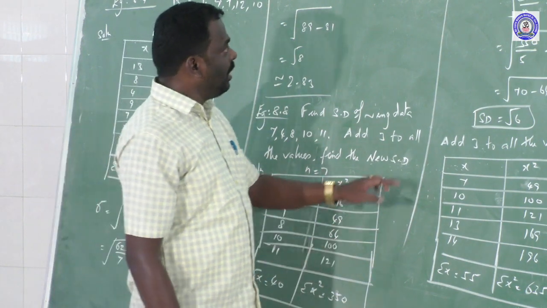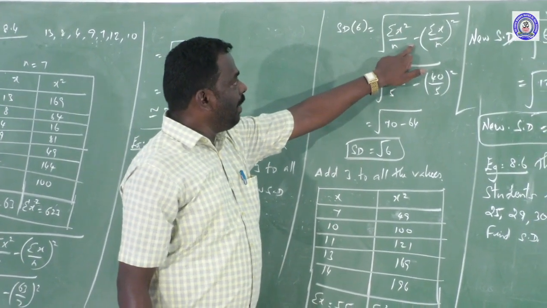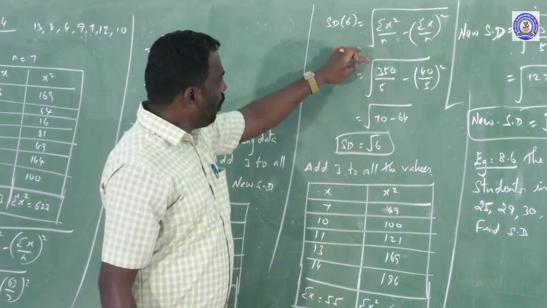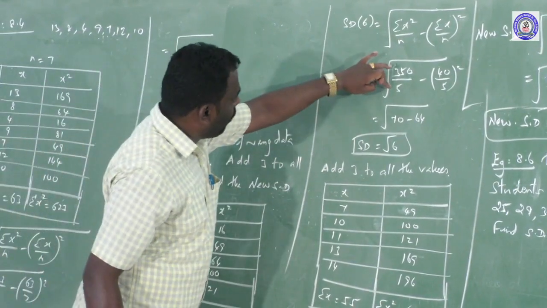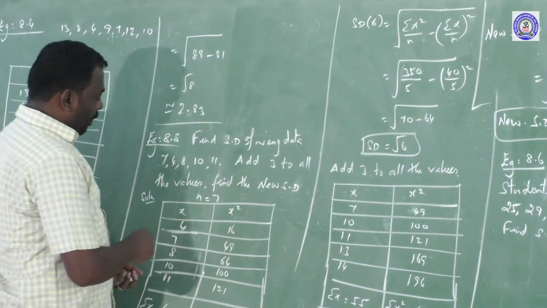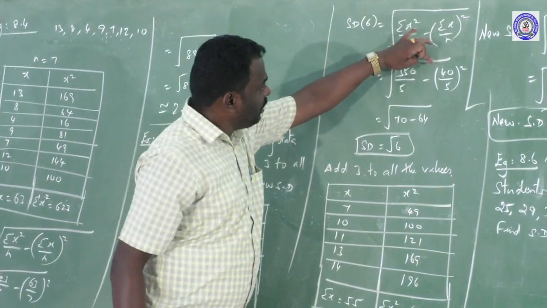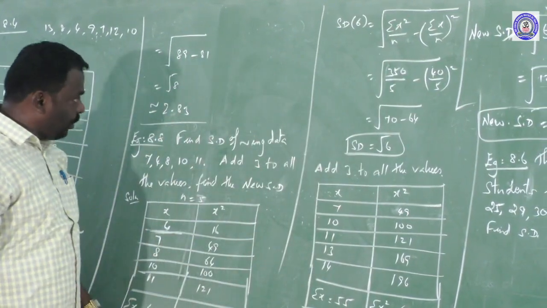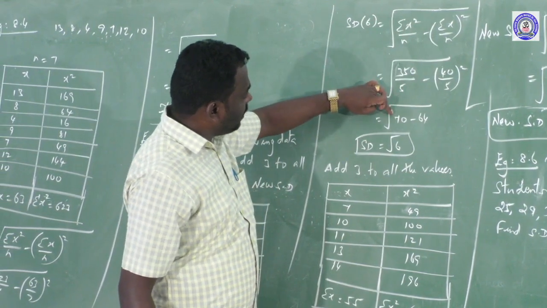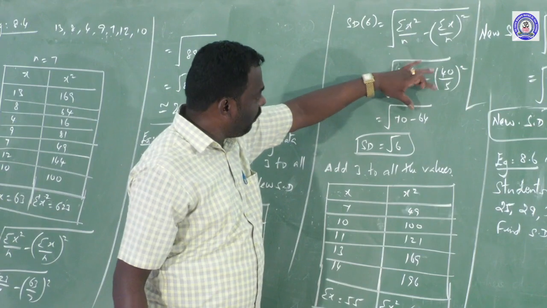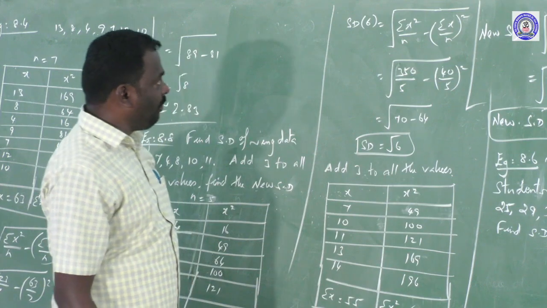Now applying the direct method, standard deviation equals the square root of summation x square by n minus summation x by n, whole square. Now replace the values: summation x square by n is 350 by 5, where the number of values given is 5, and summation x is 40. Now cancel 8 and cancel 70. Now 8 squared is 64, and the standard deviation is equal to root of 6.